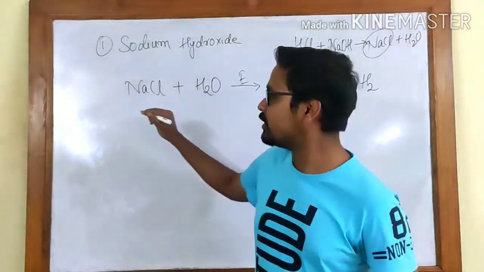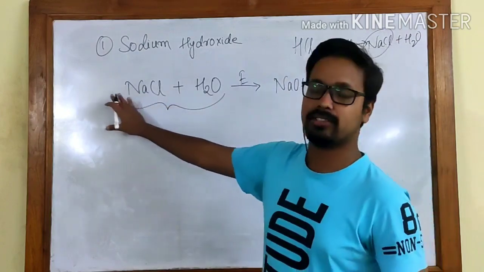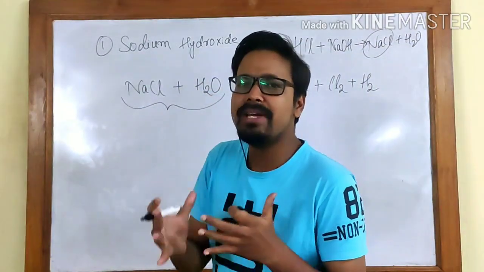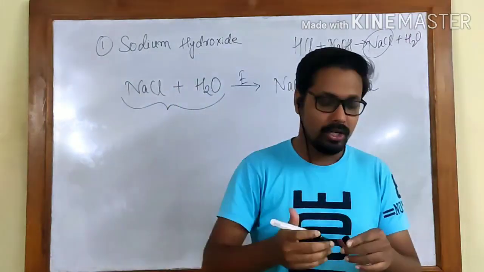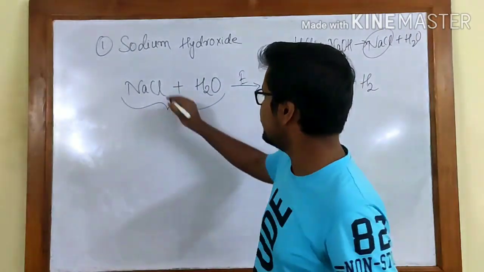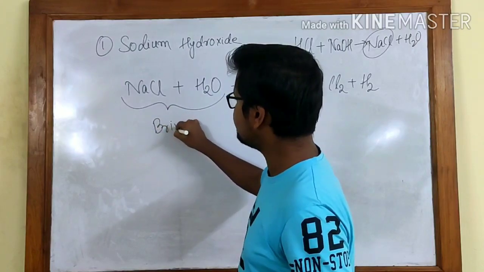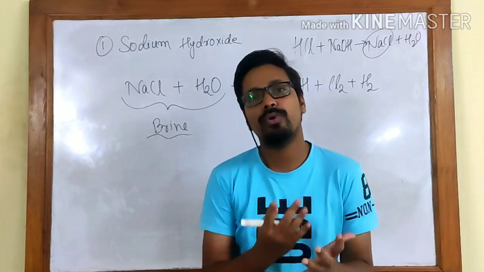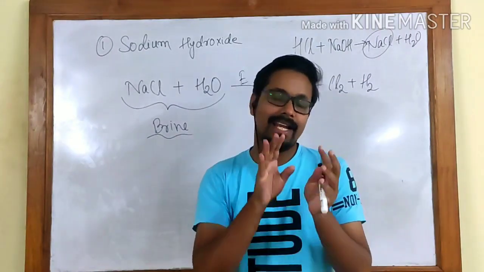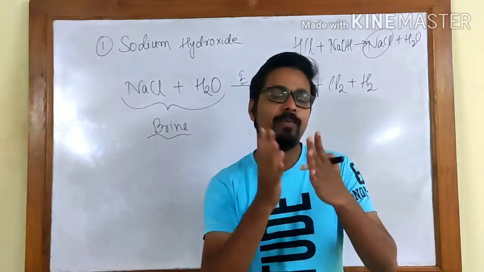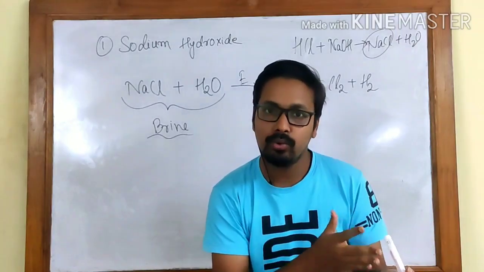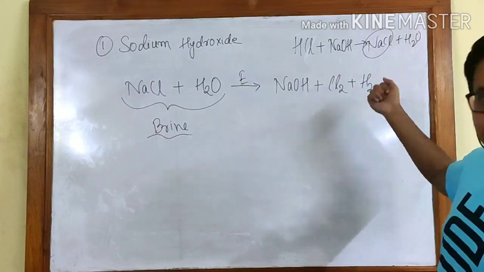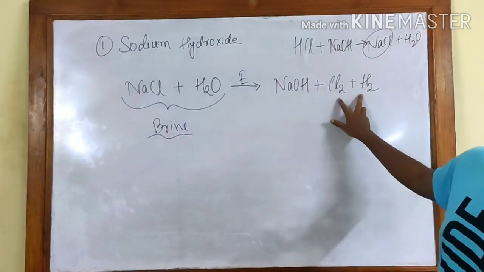And this solution, where you have sodium chloride, that is the salt, in water, the aqueous combination of salt and water, is called the brine solution. This together is called the brine solution. Okay, sodium chloride in water is called brine. So in this brine solution, we pass electricity, and as a result we will be able to break it down into sodium hydroxide, which is our base, along with chlorine and hydrogen gas. So these two will be gases.